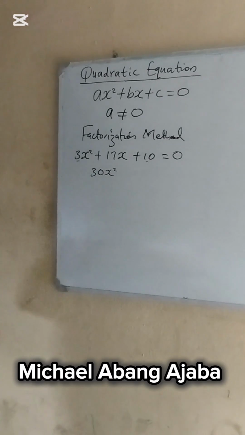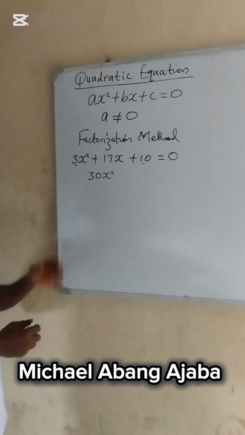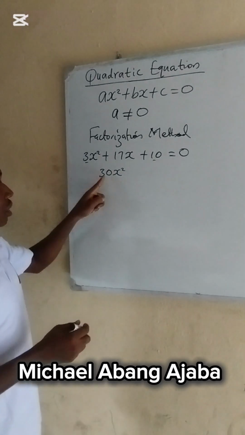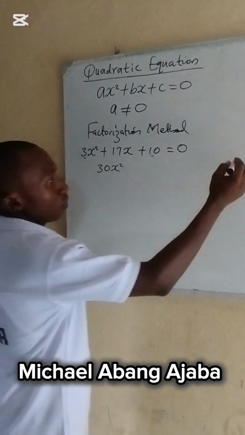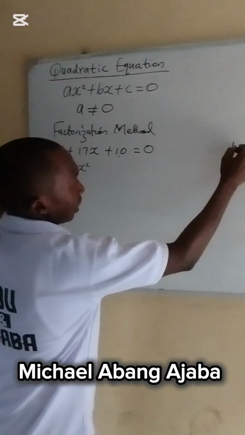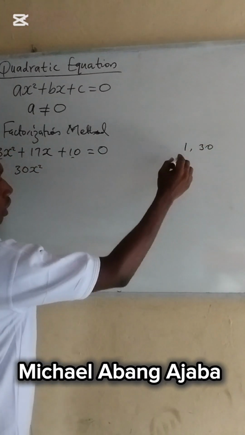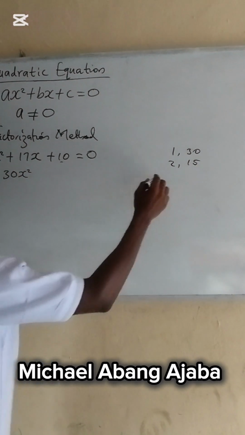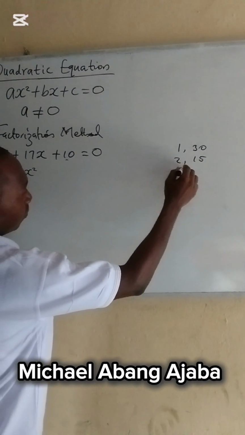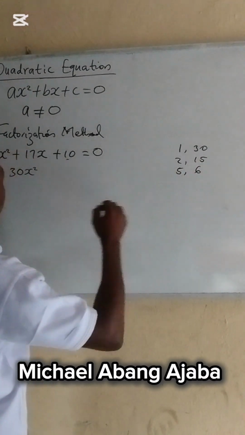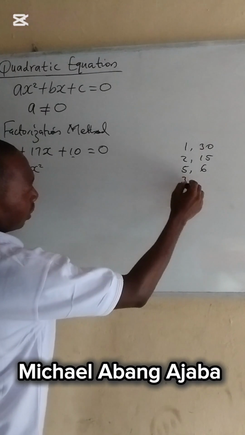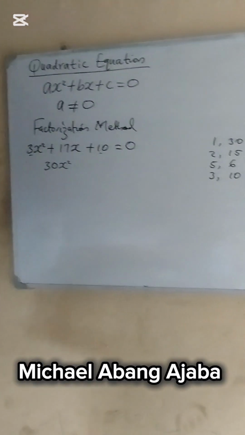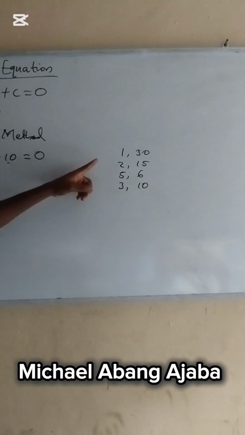We'll use the two factors to replace the middle term. So what are the two numbers we can multiply to have 30x squared? Let's think of numbers we multiply to give us 30. We have 1 and 30. We have 2 and 15. We have 5 and 6. We have 3 and 10. These are the numbers we can multiply to have 30.